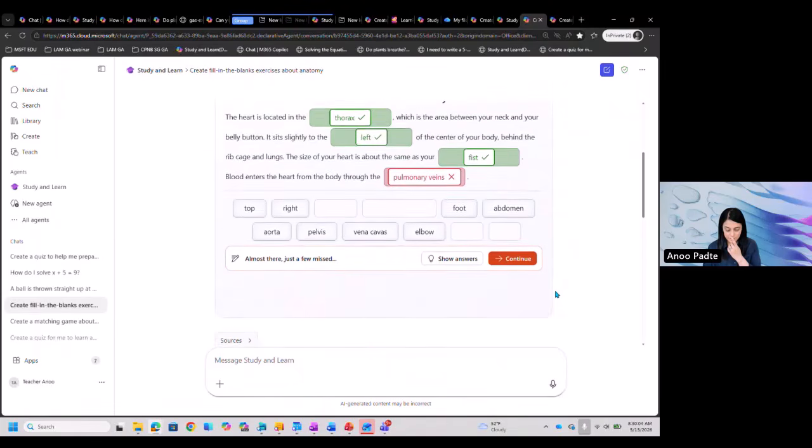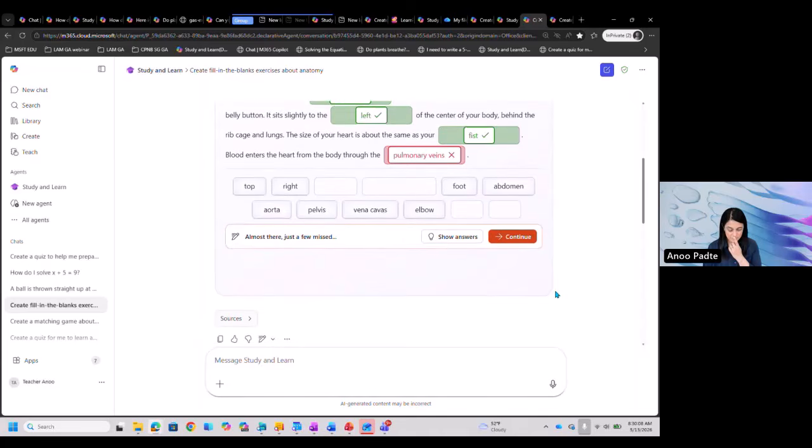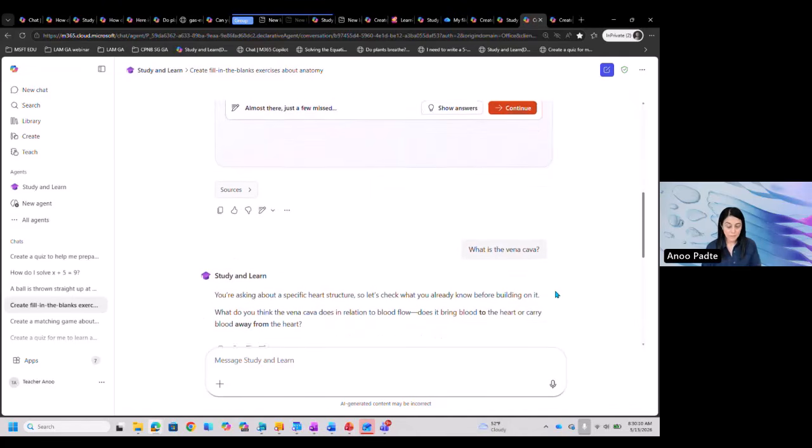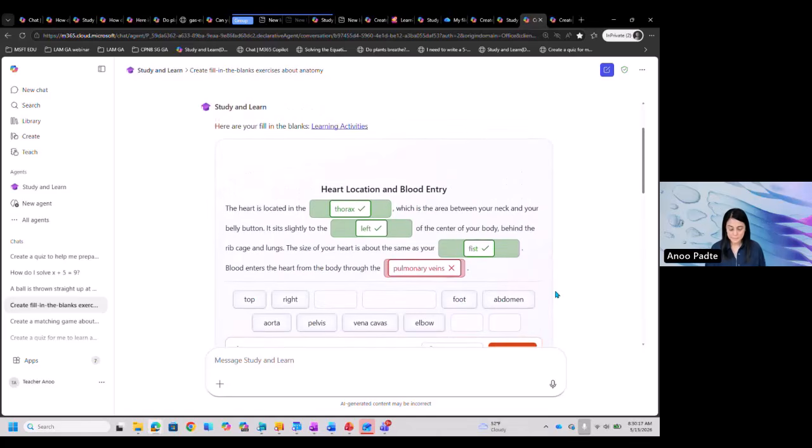Okay, but I have a point of confusion. I didn't get pulmonary veins right. Well, what is this vena cava business? Okay, what is the vena cava? Now I can get into a conversation with the agent about the vena cava, and it'll help me with that.